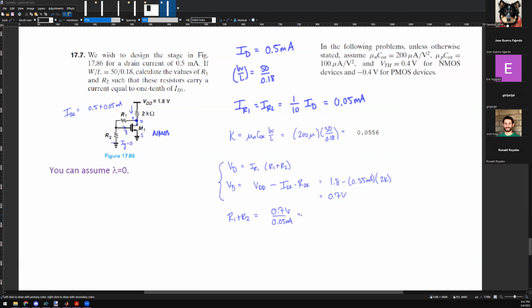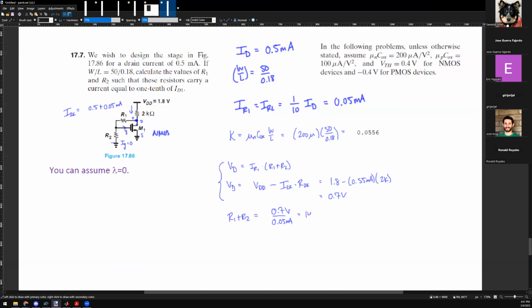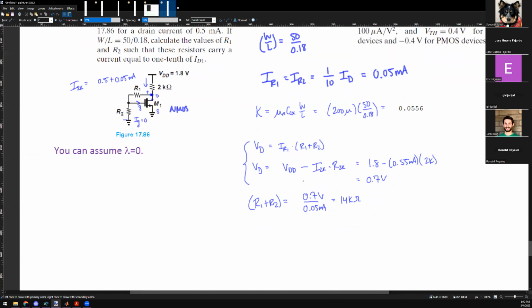So this is now going to be 0.7 divided by 0.05, which is 14 kilo ohms. You guys have any questions so far about how I get R1 plus R2? And now I know the voltage VDS, and I just need to find the voltage VGS. Any questions so far? No.